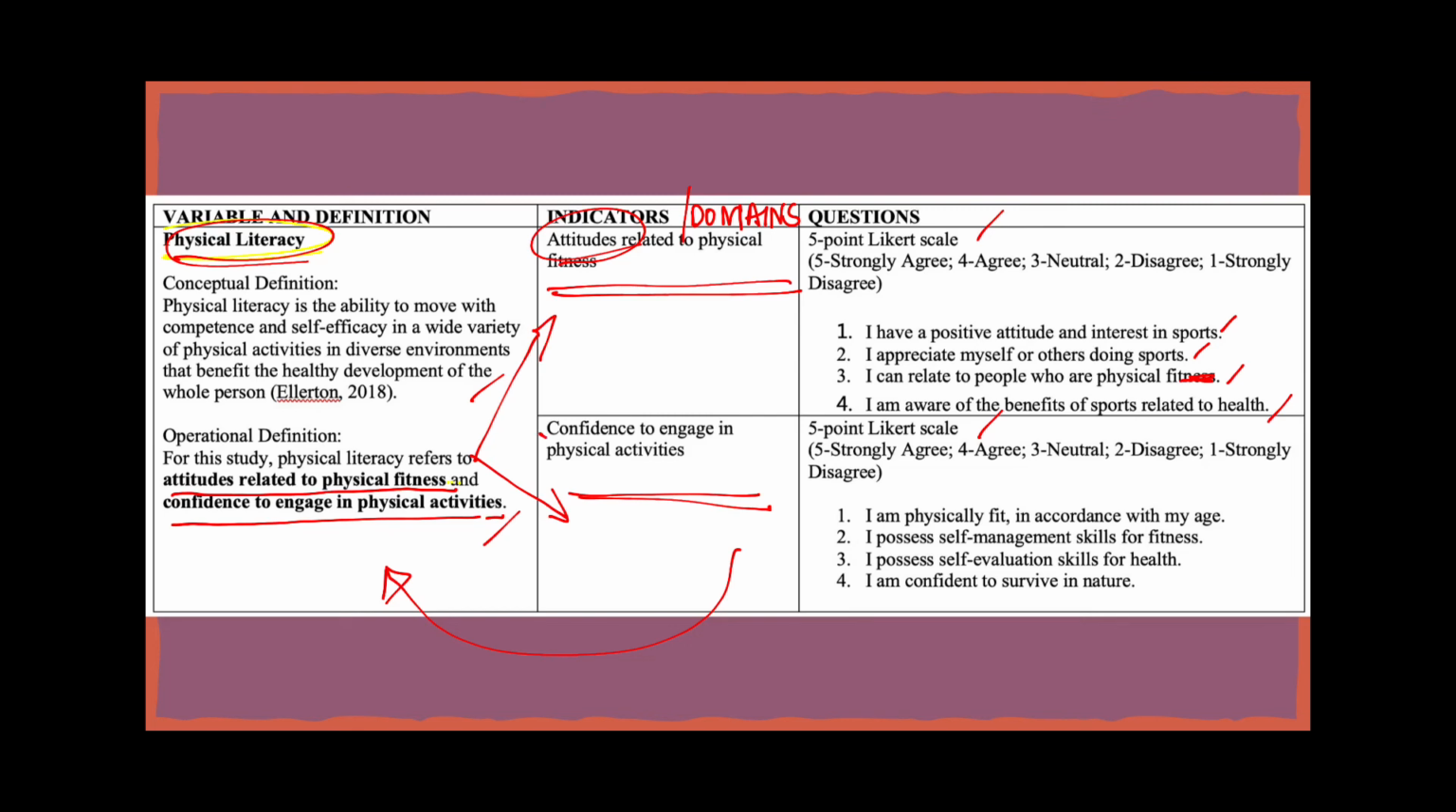This one is more of confidence to engage. So: I am physically fit according to my age. I possess self-management skills for fitness. I possess self-evaluation skills for health. And I am confident to survive in nature. So this is more on confidence to do physical activities. So this is what you will do per variable, for your assignment later.